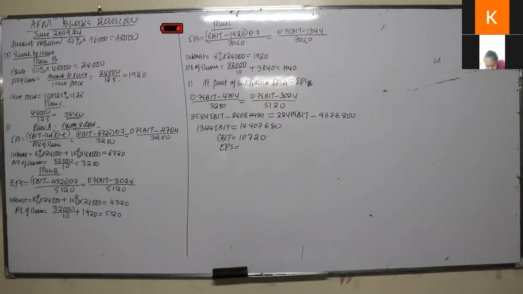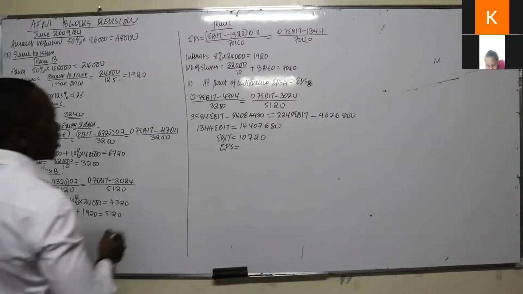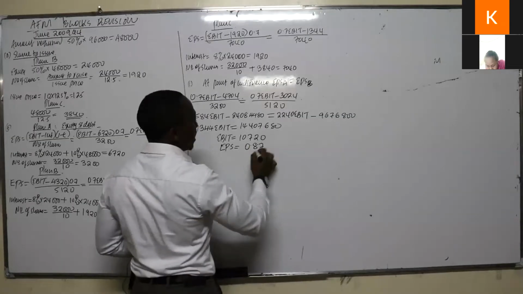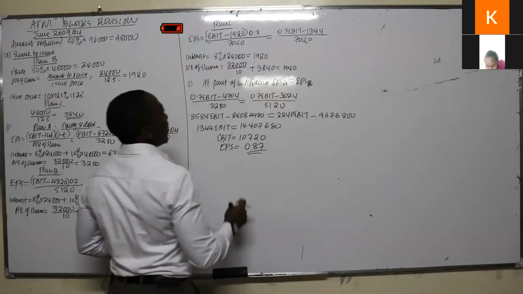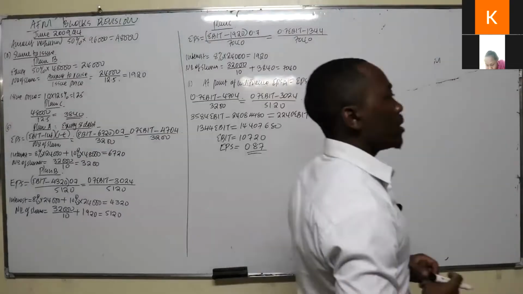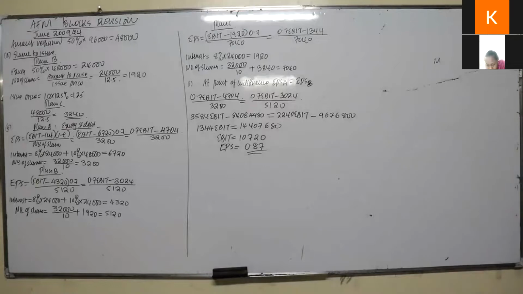How much are you getting? Sorry? 0.87. Then you do part B, then you do part C, it's the same process. So do what you like. Don't be afraid, eh? Just take a screenshot.